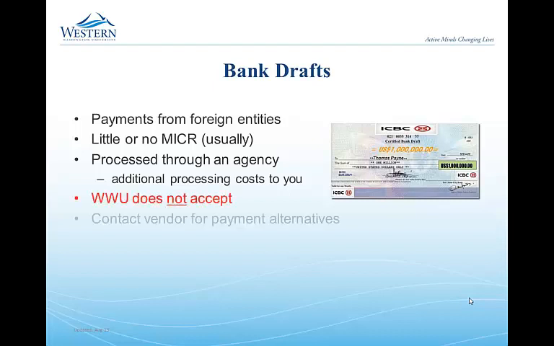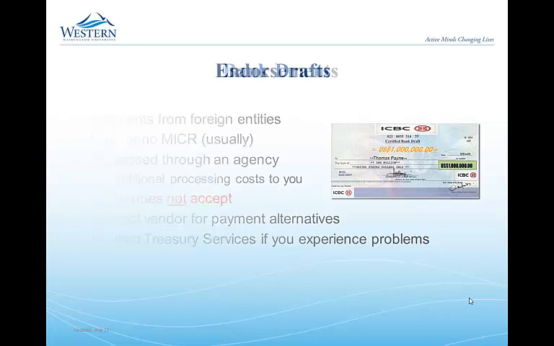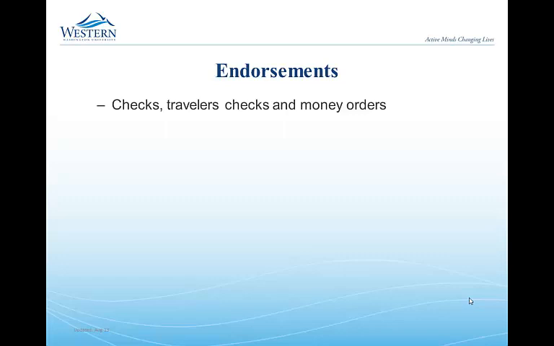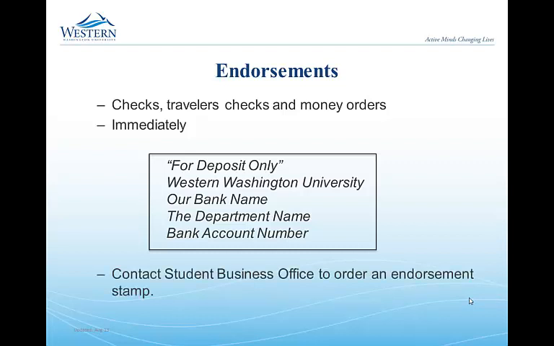Call the vendor and make other arrangements for the payment. If they can't pay by check in U.S. funds, then contact Treasury Services for other options. Checks, traveler's checks, and money orders must be endorsed immediately with a stamp or by hand. The endorsement should include the following: for deposit only, Western Washington University, our bank's name, the department name, and the bank account number. Contact the cashiers in the student business office to order your endorsement stamp.